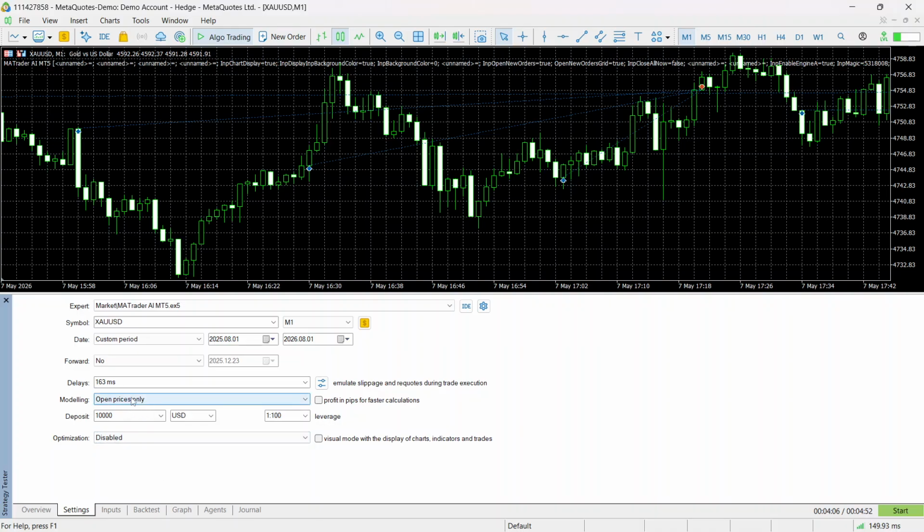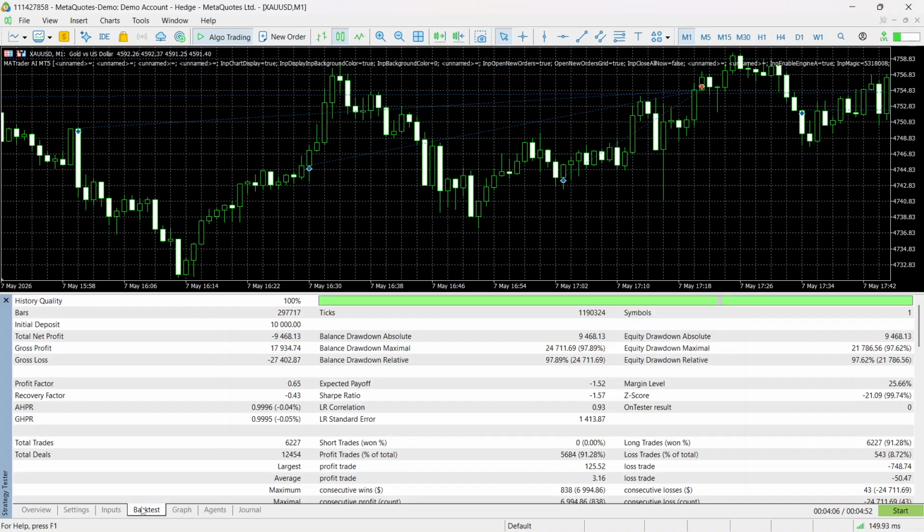Now for speed, I use open price only, as every tick based on real ticks was time consuming. So only open price. Let's go forward. You can see historical results came in at a net loss of $9,000, close to $9,500. Our profit factor was under 1 at 0.65. Our win rate looked strong, a bit deceiving at 91%.